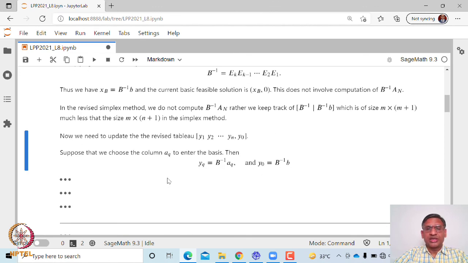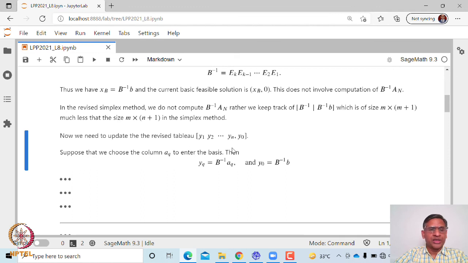Now let us look at what we are going to do next, when we decide the incoming column and outgoing variable. Suppose you have updated the simplex table and got the columns y1, y2, ..., yn, and the last column is y0, which is b. This is what we wrote in the theory of the simplex method, and in fact the first m columns will constitute an identity matrix. So y1, y2, ..., ym will be identity, and the remaining are going to be ym plus 1 up to yn.